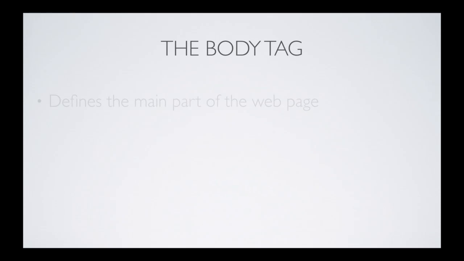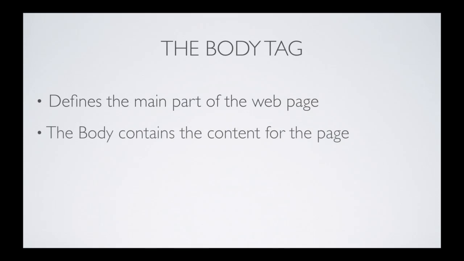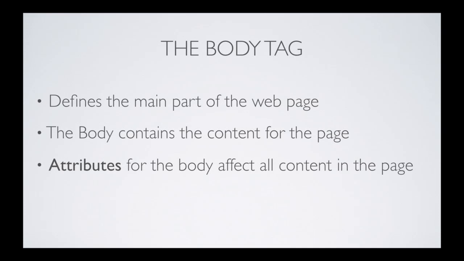Now the body tag defines the main part of the web page. That's the part which will contain all of the content, the images, the text, whatever else I put in the web page. That will be in the body tag, between the beginning and the ending tag. Now, attributes for the body affect all the content in the page. But let's wait a moment, because I think you need to learn a new word.